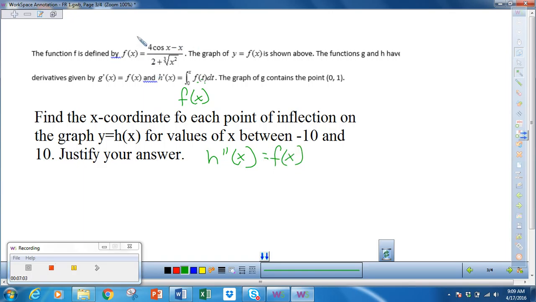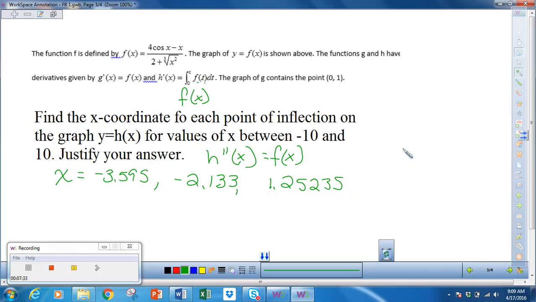So now I'm going to take this function once again, because that's my second derivative, and set it equal to 0 between -10 and 10. And I find the values to be -3.595, -2.133, and 1.25235. Now, these are our points of inflection.